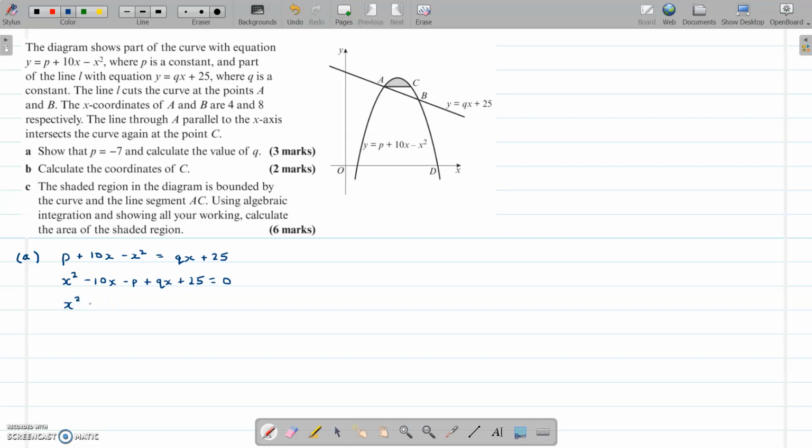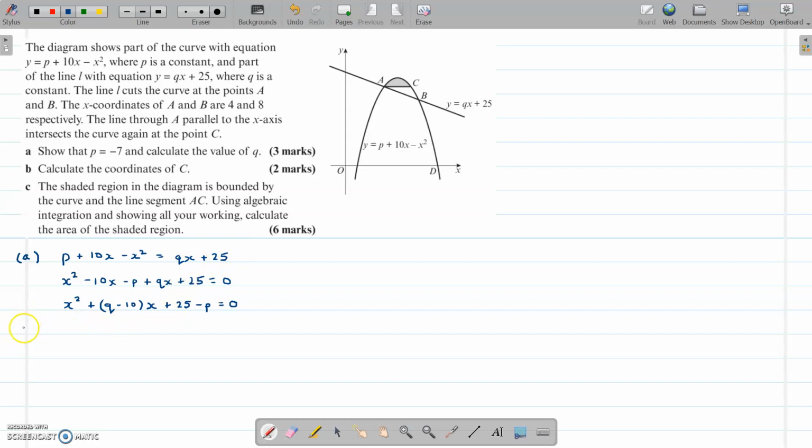If I now gather together the different powers of x, I've got my x squared there, I've got q minus 10 lots of x, and I've also got the constant, which is made up of plus 25 minus p, and that has to equal 0. Now I can take the two known values of x to make two equations in p and q.